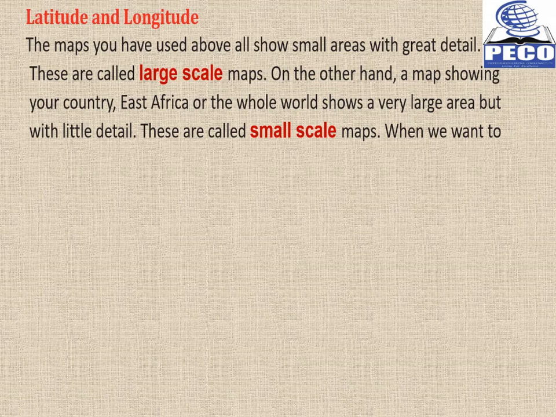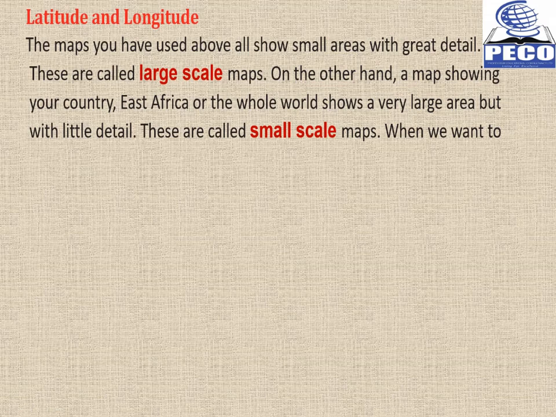They will not put where you find a mosque and others. So they have little details, and these are called the small maps. Small maps because they are covering a larger area on a small piece of land. Large maps because they are covering a small area on a piece of paper.